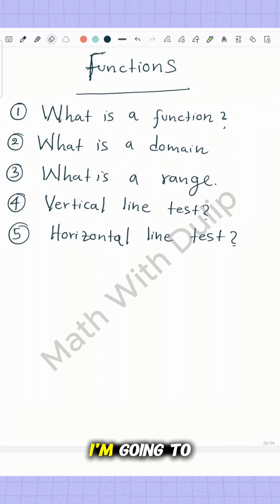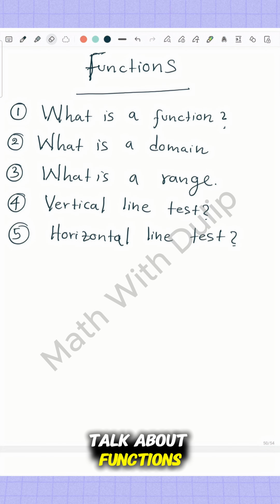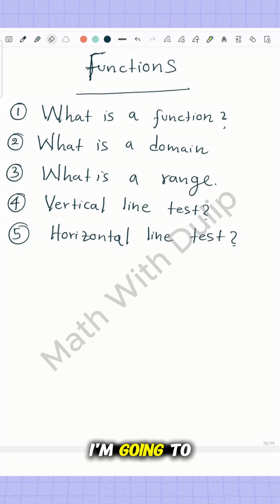In this session, I'm going to talk about functions. Under functions, I'm going to talk about what is a function, what is a domain, what is a range, the vertical line test, and the horizontal line test.